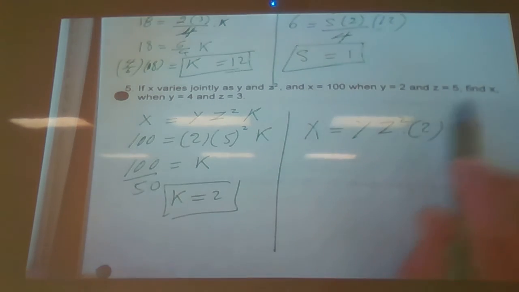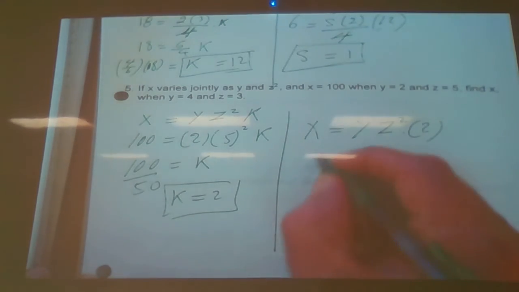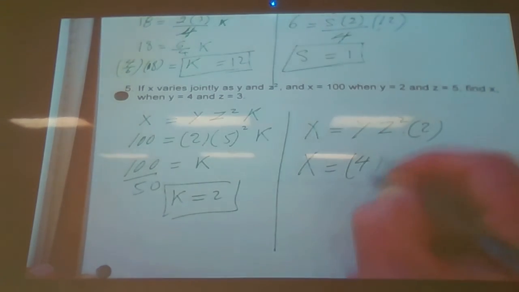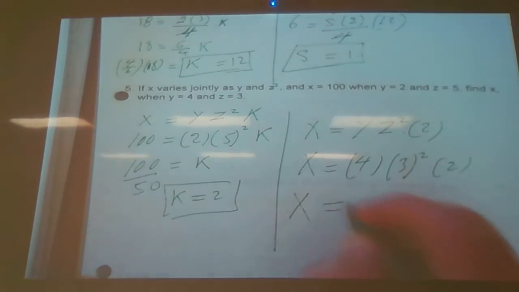Again, we'll rewrite it: y z squared times 2. Let's read the question. We need to find x when y is 4 and z is 3. Make sure you square it. And you multiply these numbers, and x is 72.